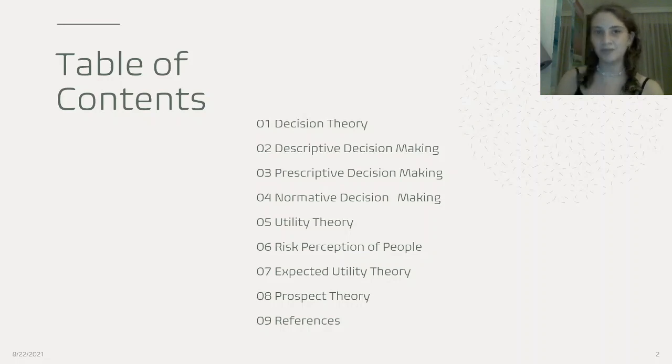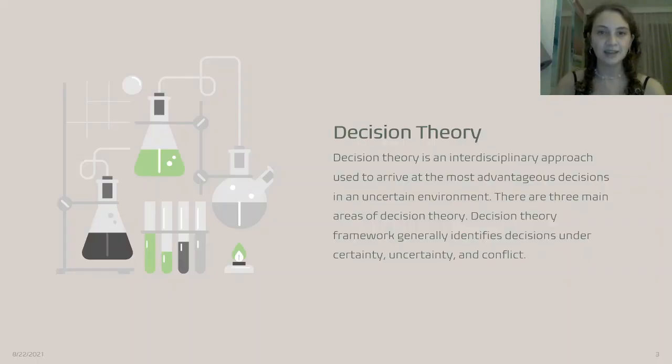This is the table of contents. First of all, decision theory. Decision theory is an interdisciplinary approach used to arrive at most advantageous decisions in an uncertain environment. There are three main areas of decision theory. The decision theory framework generally identifies decisions under certainty, uncertainty, and conflict.